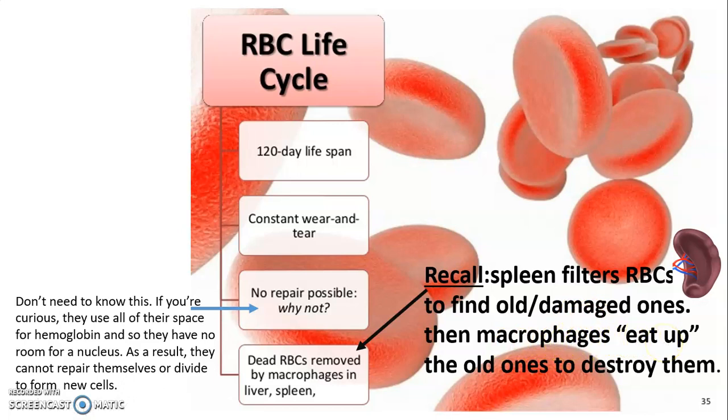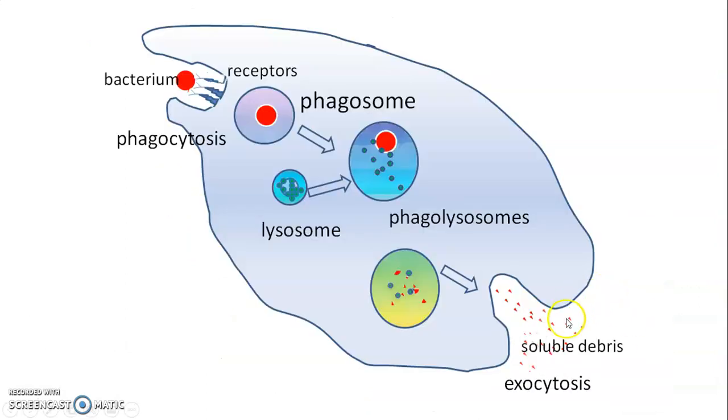Quick reminder of what macrophages are. Here, this is a macrophage, right? It's a white blood cell. In this case, it's a bacteria that it's going to eat up and digest. The lysosome is full of digestive enzymes, right? But in this case, it's happening with old or damaged red blood cells, because macrophages eat pathogens, but they also eat old damaged tissue.